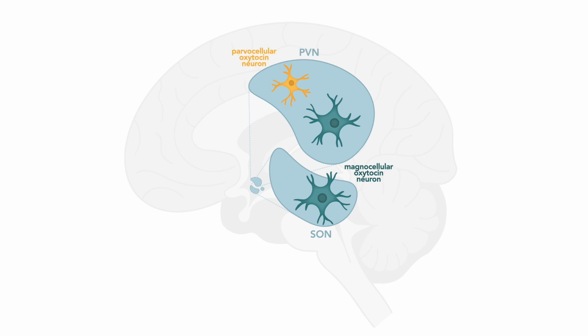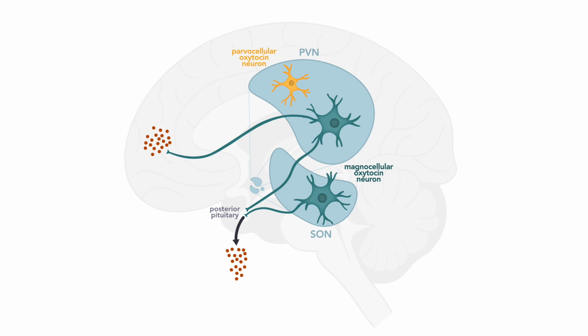Magnocellular oxytocin neurons project to the posterior pituitary, where oxytocin is released into the circulation. This is how oxytocin exerts its hormonal actions on peripheral tissues, such as the uterus or mammary glands. At the same time, magnocellular oxytocin neurons send signals to various forebrain regions, influencing behaviors and emotions.